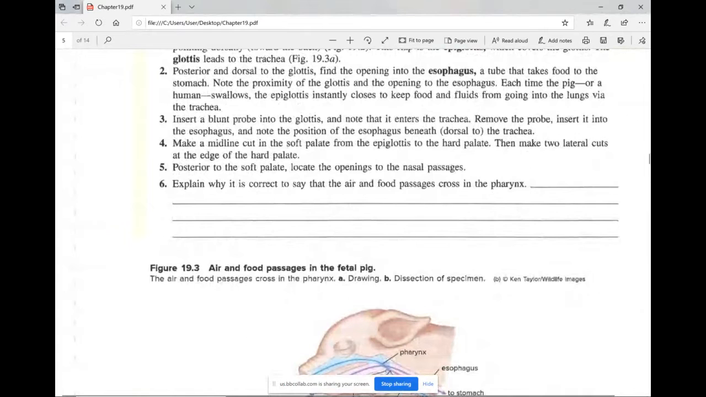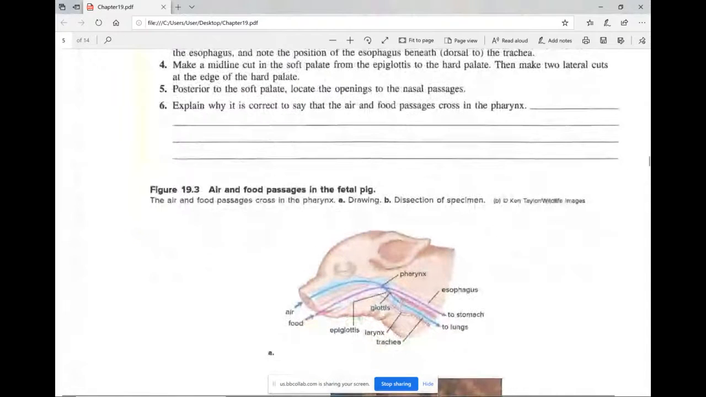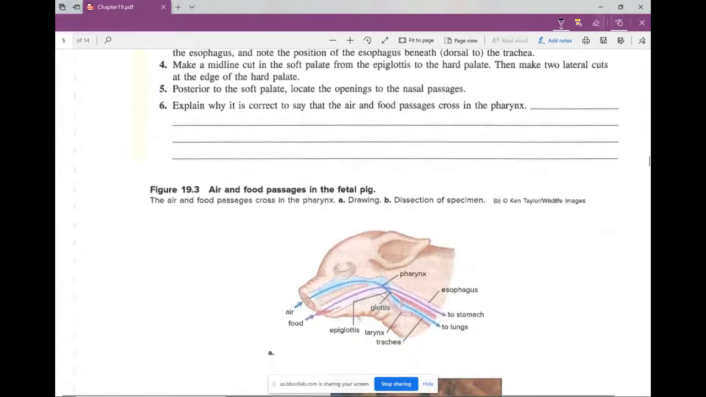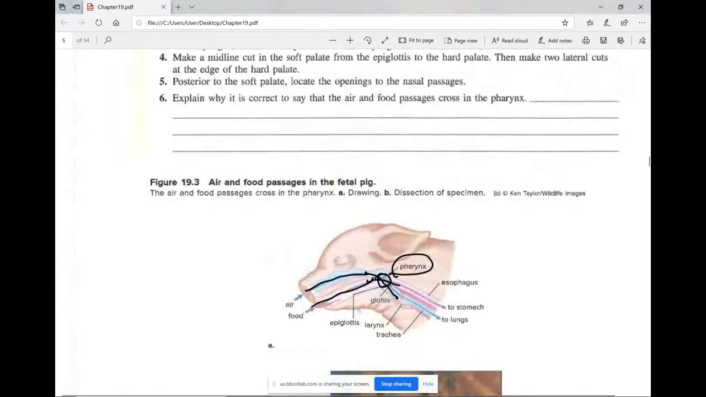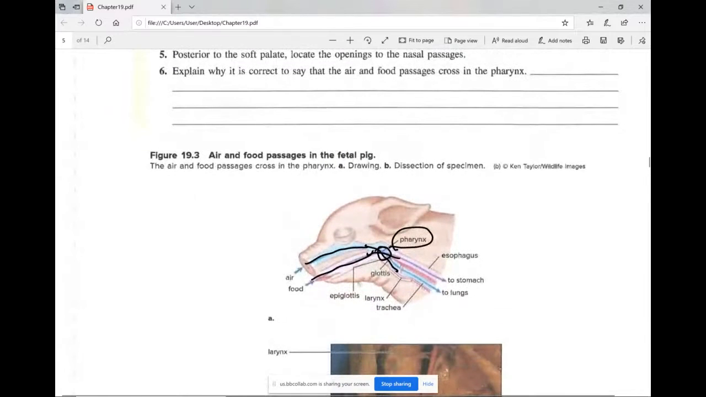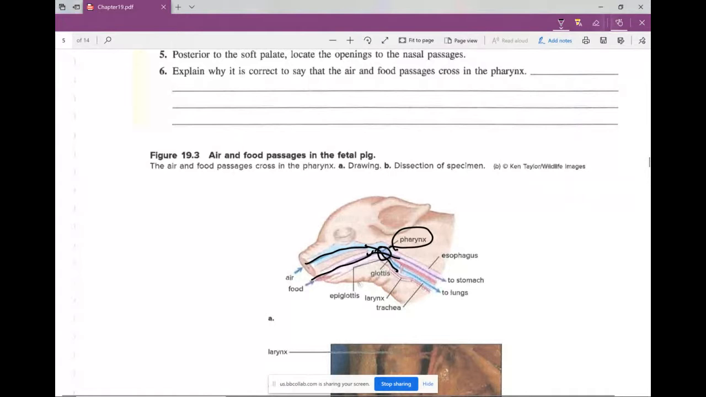Explain why it is correct to say that the air and food passages cross in the pharynx. So I explained this before, right? So here's the air passage and here's the food passage, and they both cross at this intersection, which is the pharynx. You guys write that however you feel like writing it. But basically, you have a common opening for the air passage and the food passage. Okay. So yeah, absolutely answer this, right? Answer that.